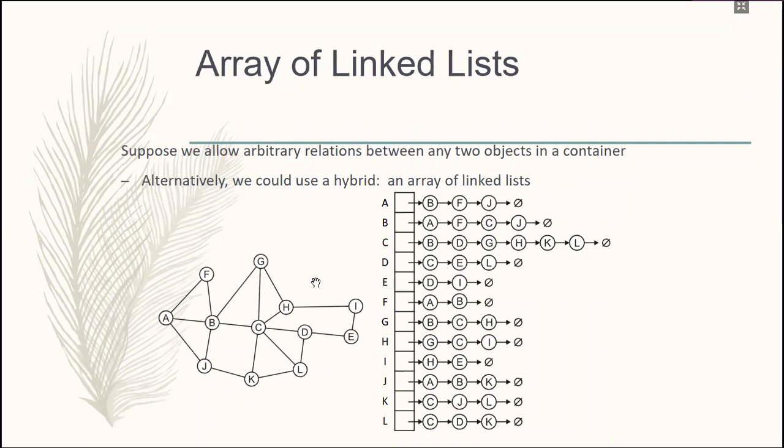We can use a hybrid array of linked lists to represent this relationship. From A, we have a connection to B, F, J. So we can write this: this is an index. From A, we have a connection with B, F, J, and null. Then we have B. With B, you have connections to F, A, J, C, G. So from B, we have A, F, J, C.